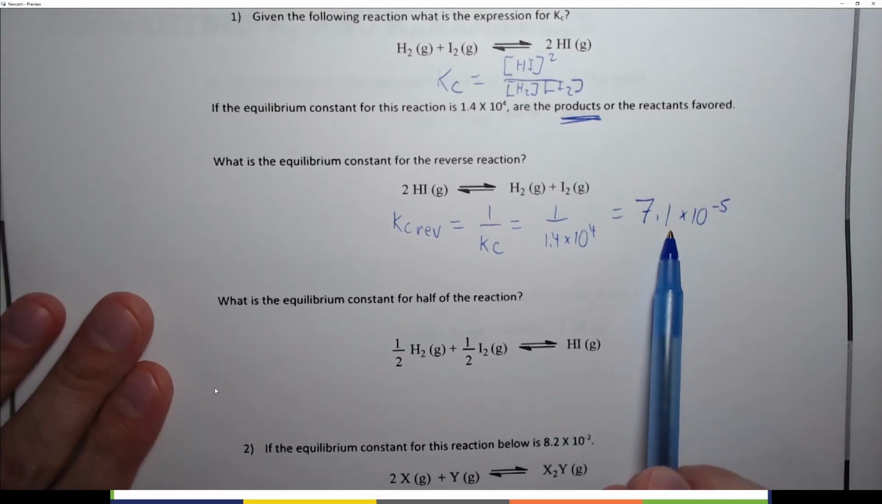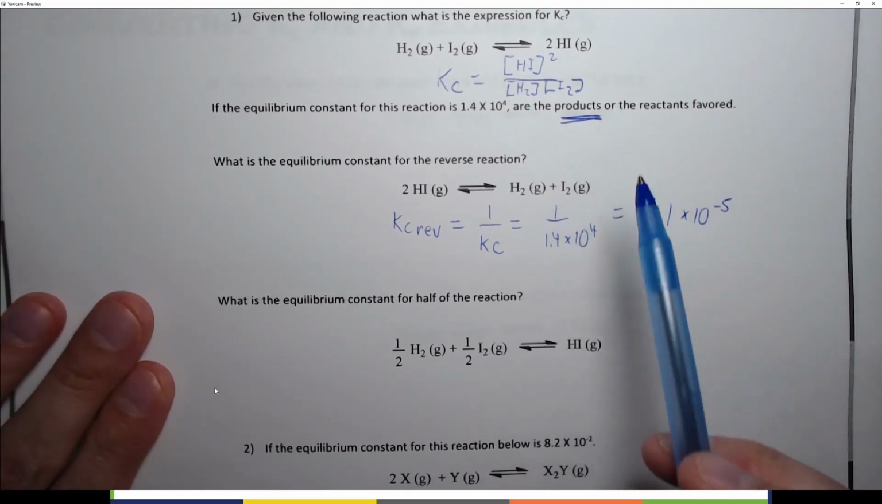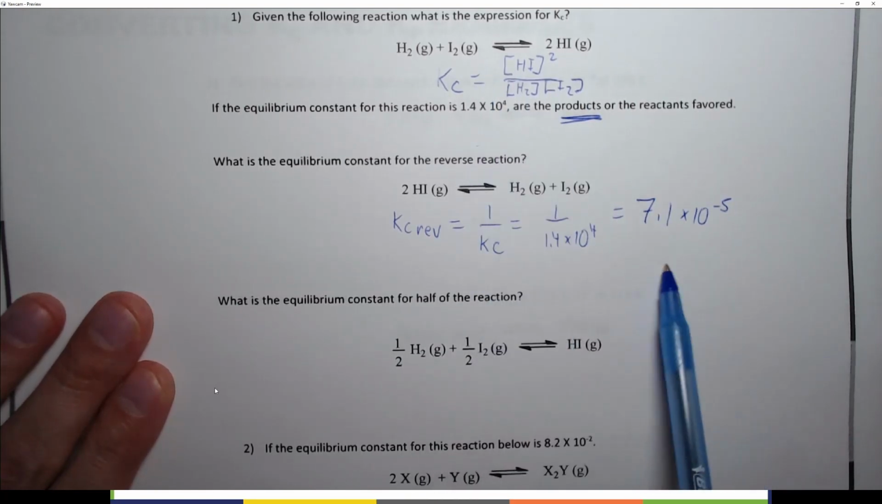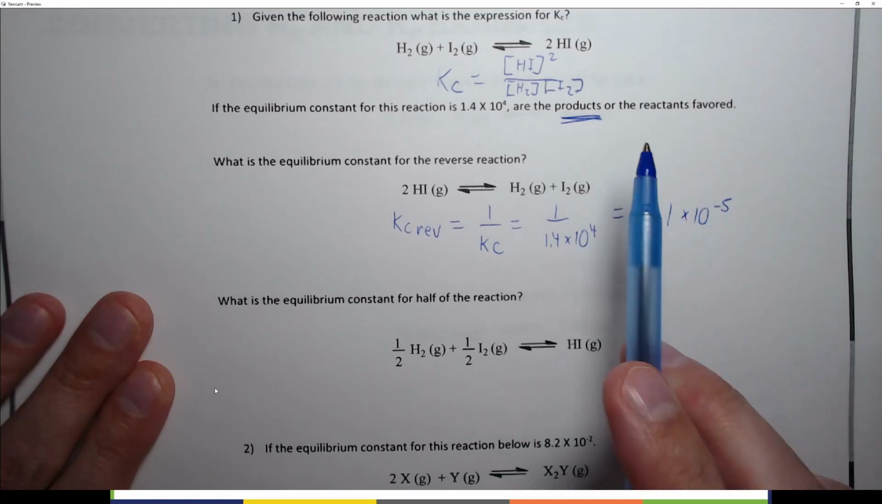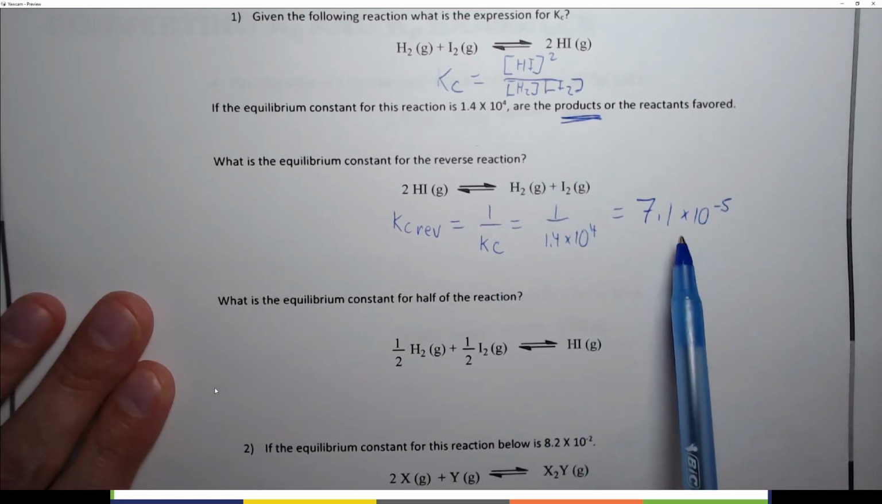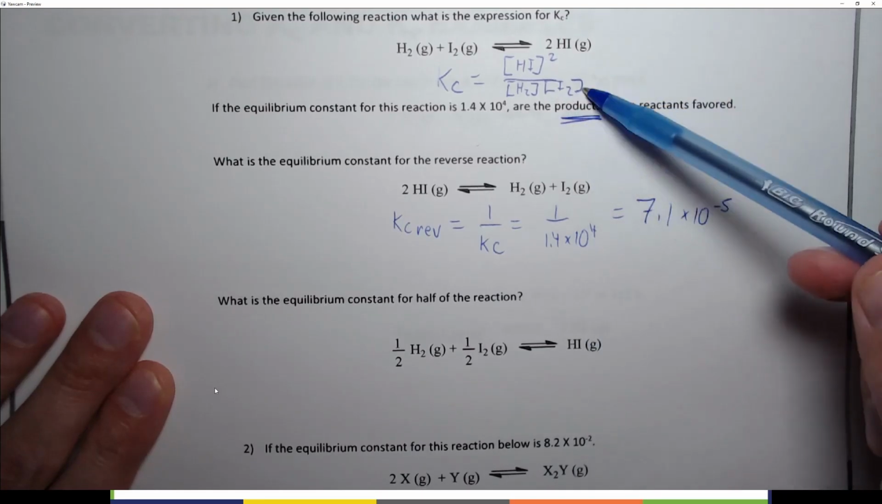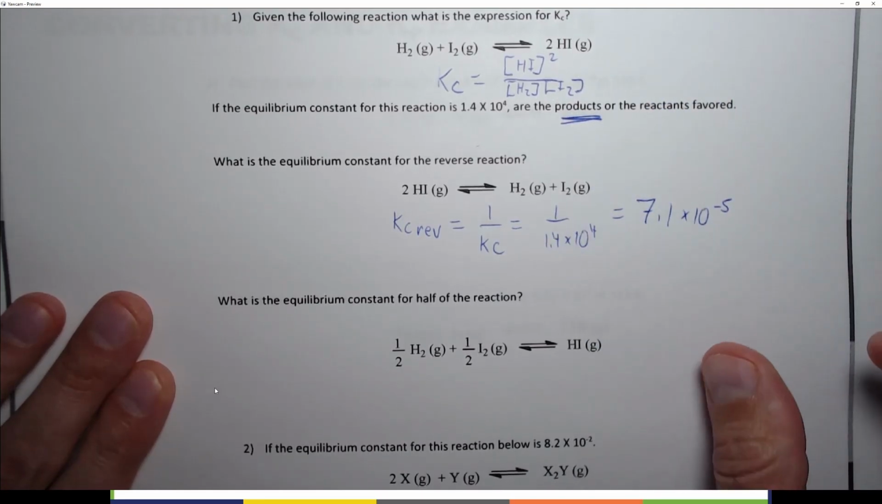And I haven't mentioned this before, but Kc's are generally reported as unitless, all right? So there's no units here and there's no units here. So this is the new value of Kc because we have the reverse reaction. Essentially, we flipped this over, so we had to flip this over.